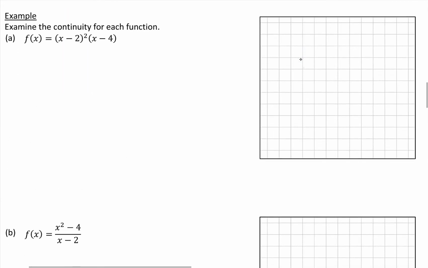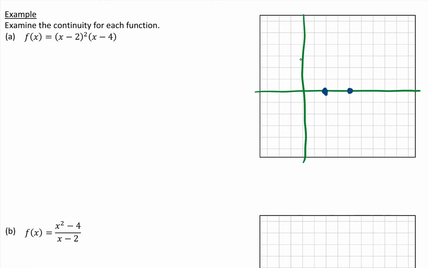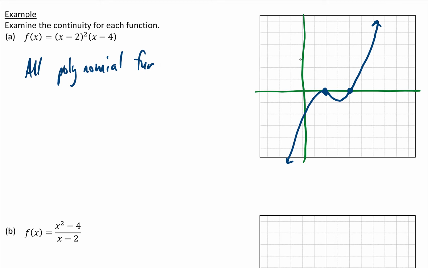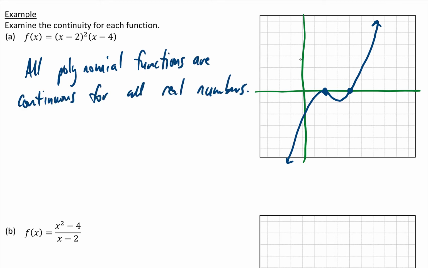So let's take a look at our examples. Examine the continuity for each function. So let's look at the first function, (x minus 2) squared times (x minus 4). This is a polynomial function. So we have a 0 at 2 and a 0 at 4. That's a double root at 2. And since the leading coefficient is positive, our graph looks something like this. Now notice there are no breaks, gaps, or holes in this graph. And therefore, this function is continuous for all x. And this is true for all polynomial functions. So for this example, we don't have to test for any points of discontinuity.